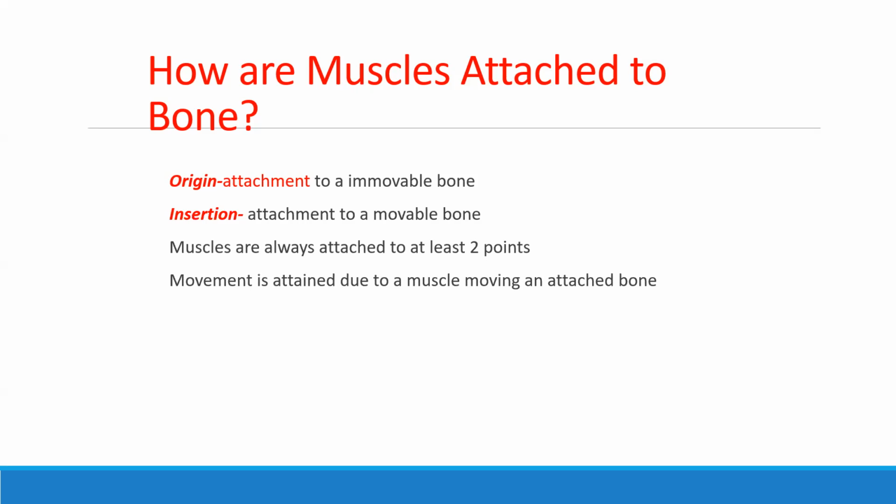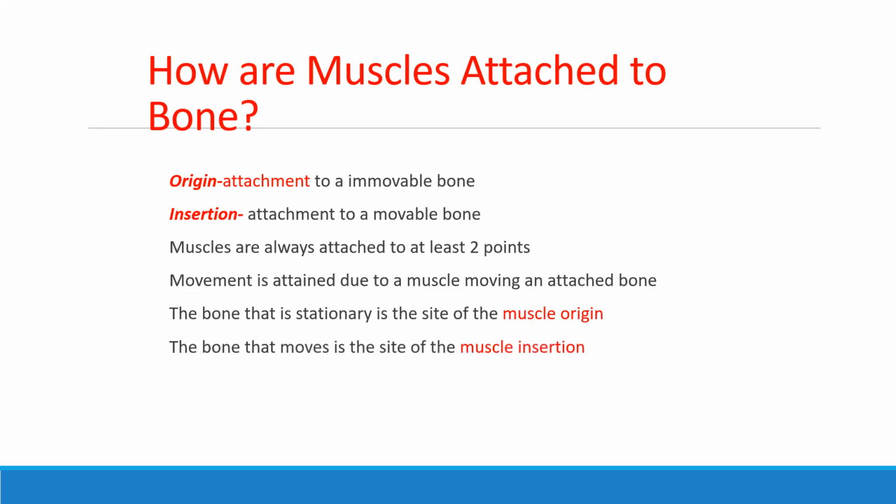And our movement occurs because we are pulling the attached bone that the insertion is on. We're pulling on the bone with the insertion of the muscle. So that gives us our action, our movement. Again, the bone that doesn't move, the bone that stays stationary, is the muscle origin. The one that moves, for whatever reason, is the insertion.